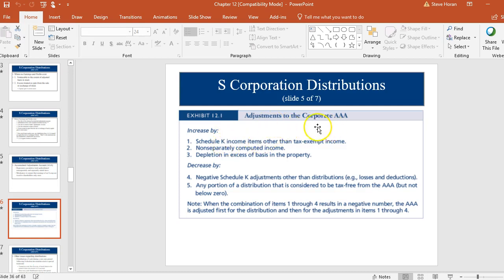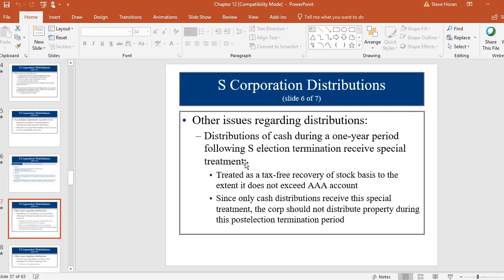So the AAA, adjustments to the corporate AAA, is increased by Schedule K income items, non-separately computed items, and depletion in excess of basis in the property, and decreased by negative Schedule K adjustments, and any portion of distributions considered to be tax-free. Okay, so just be aware of that.